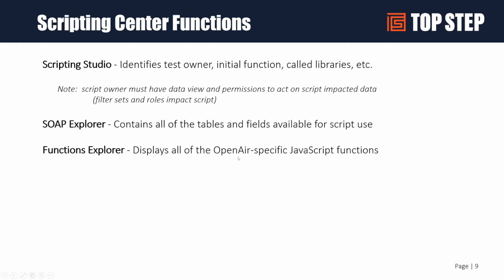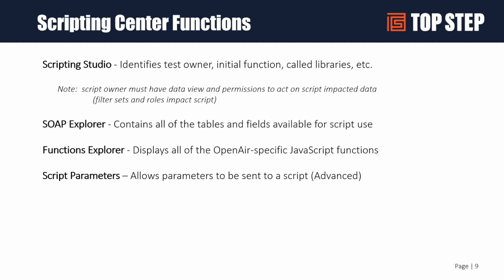The Function Explorer. Function Explorer is very useful. This displays all of the OpenAir specific JavaScript functions, along with an example, which is actually quite nice. So it'll show you how the read function works. It'll show you how the modify function works. It shows a little piece of code that you can actually cut and place in your code, so that you can easily add these functions to your code without having to remember or go back to the JavaScripting guide. So the Function Explorer is very useful in developing scripts.